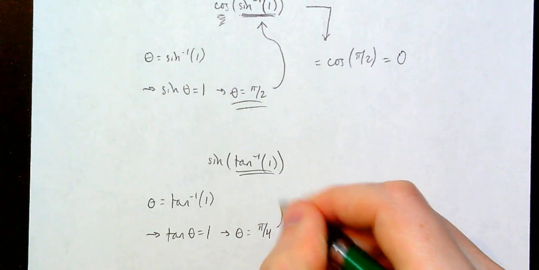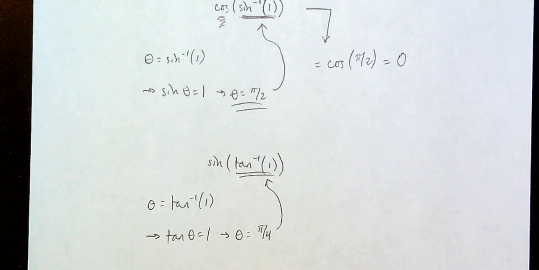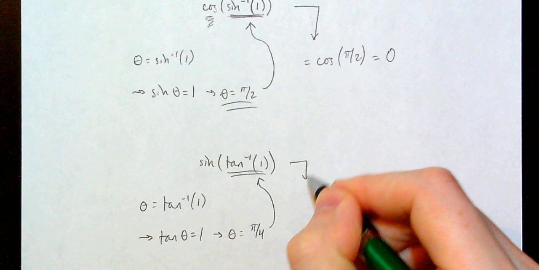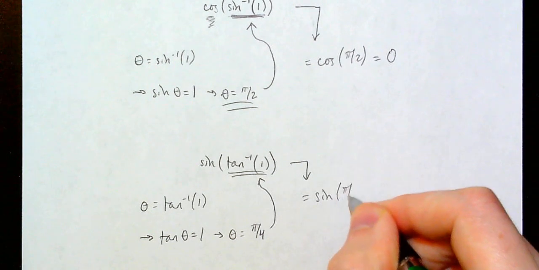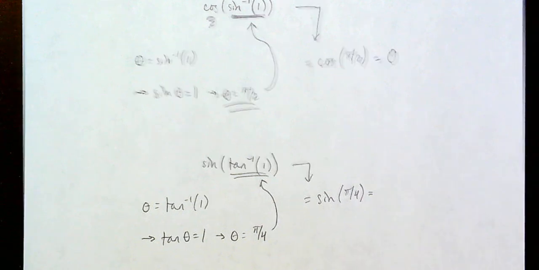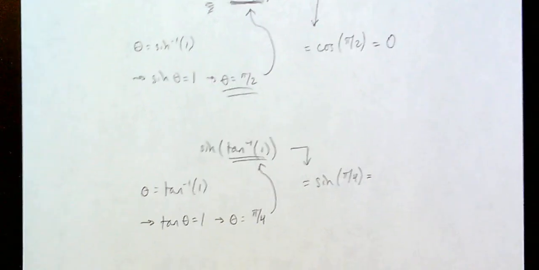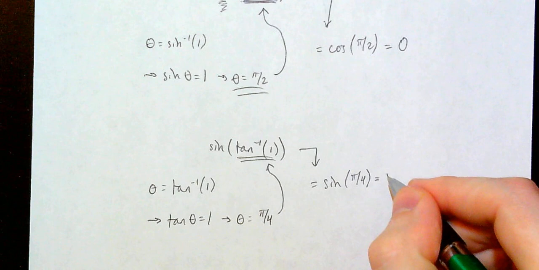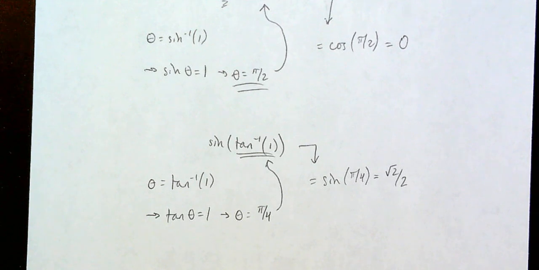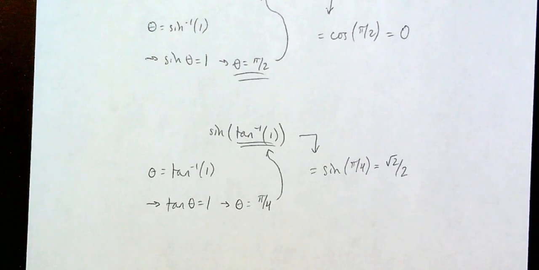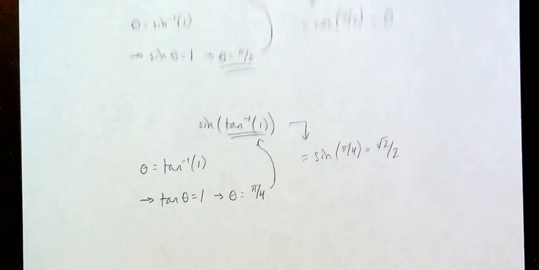So this angle getting plugged in now, this thing is now going to equal the sine of pi over 4, and the sine of pi over 4, or the sine of 45, is equal to radical 2 over 2. So there is our second problem there.